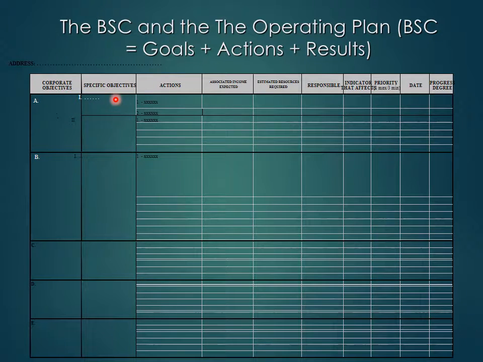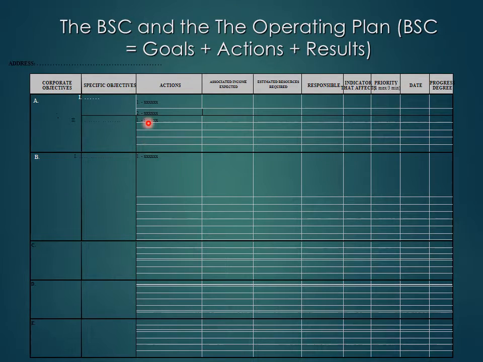the objectives, or these are corporate goals. I mean, the goal of the entire company. This is the goal of this specific unit or this specific employee. These are the actions, and these are the results and the money that you need to invest, and the responsible person, and the deadlines, etc. So you see, it is more detailed.